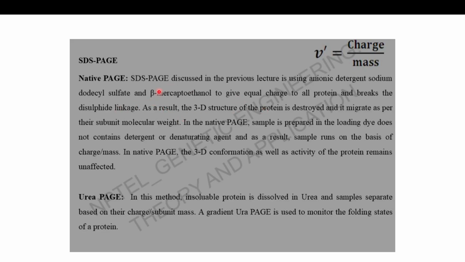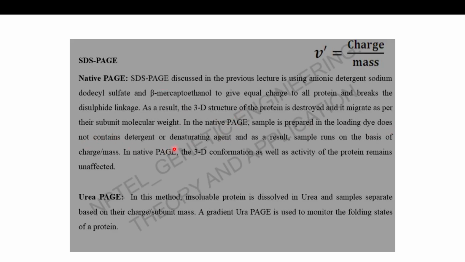So in general, if we talk about SDS page, it uses a detergent. There's beta mercaptoethanol, which breaks the disulfide linkage, and the detergent gives equal charge to all proteins. The 3D structure of the protein is destroyed, and the migration is based only on the subunit molecular weight in SDS page. However, in native page, the sample is prepared in the loading dye.